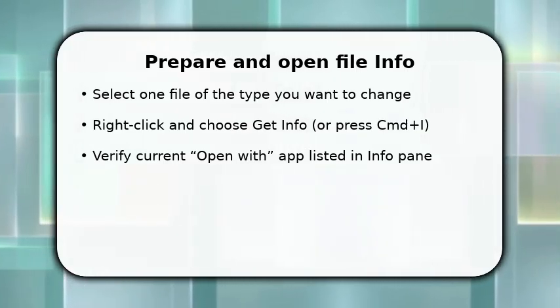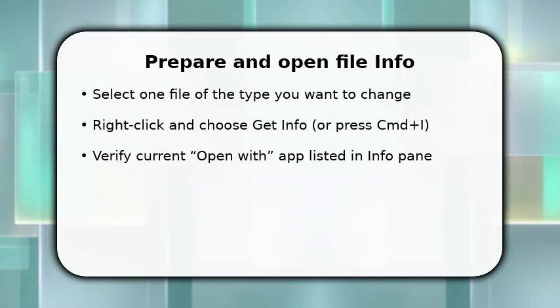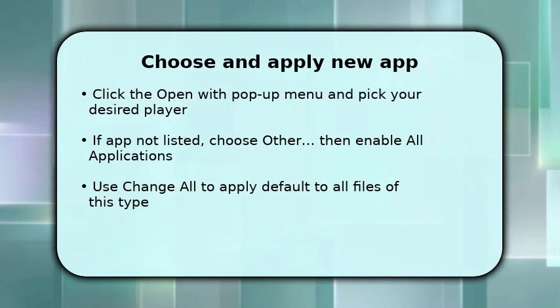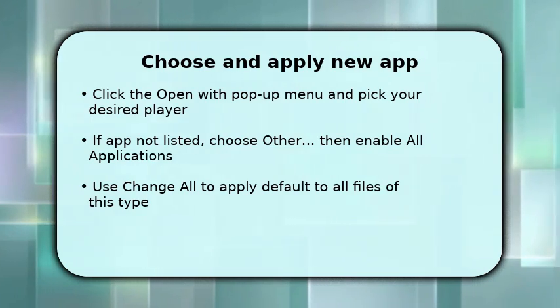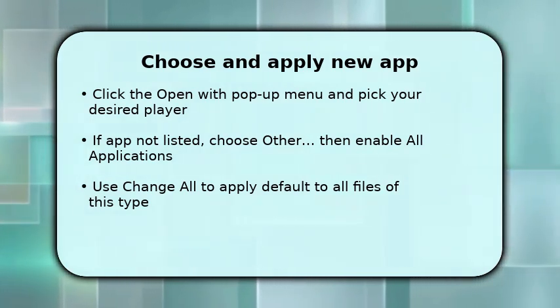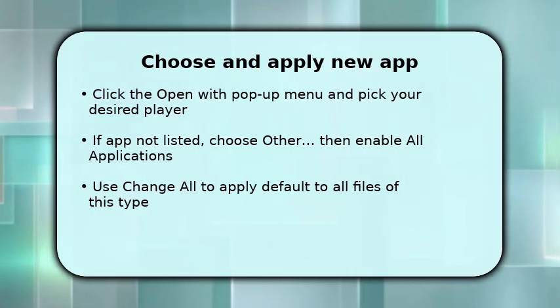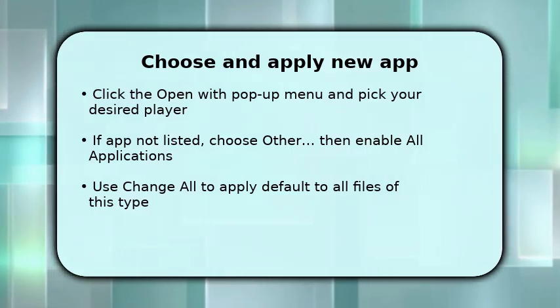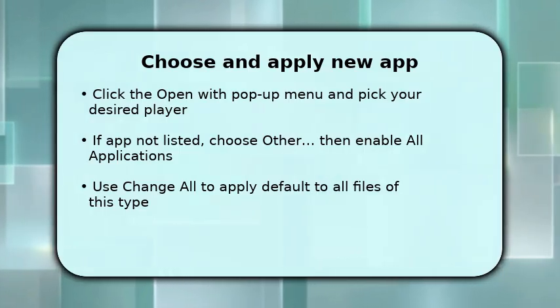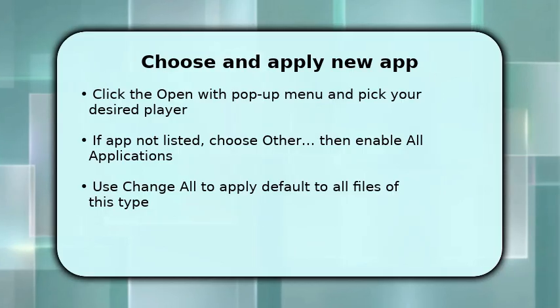This step ensures you change the correct file type, not just a single file. Now click the Open With pop-up and select the player you prefer. This sets the new default for that single file. If your player isn't listed, choose Other, navigate to the app, set Enable to all applications, and select the app. Once the chosen app appears, click Change All to apply the selection to every file of that type.